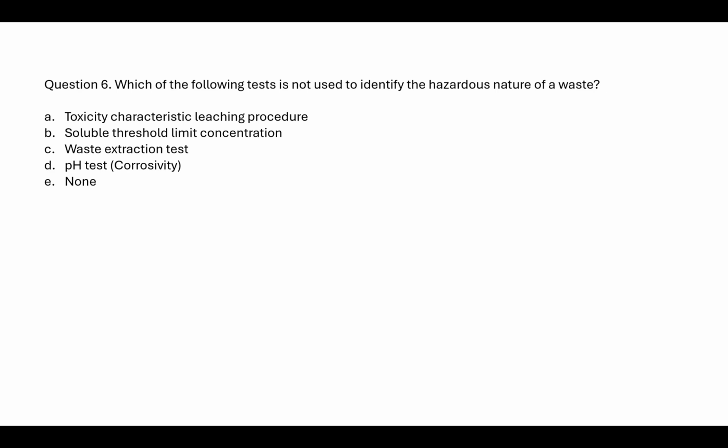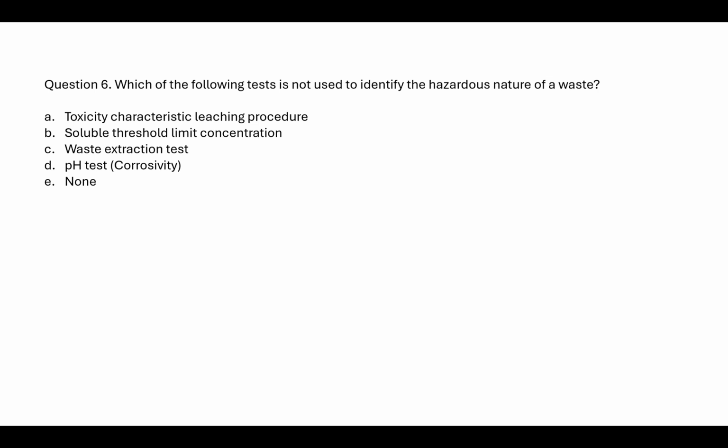E is the correct answer. The toxicity characteristic leaching procedure, the TCLP test, and then the soluble threshold limit concentration, this test is also done for hazardous waste. The waste extraction test involves various tests for hazardous waste. And next is the pH test, which tells about corrosivity.